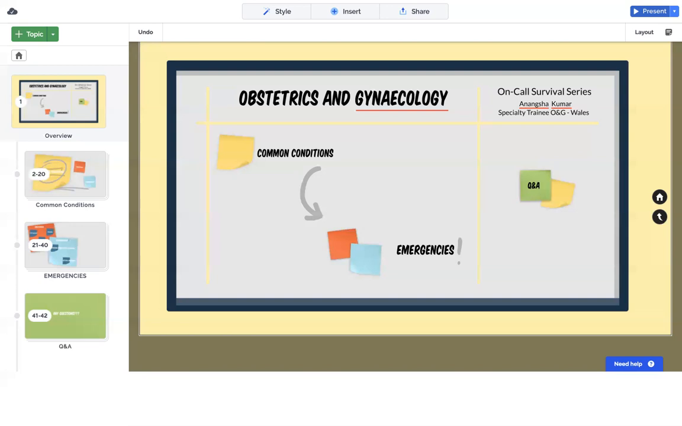So that was the common conditions of obstetrics. Sorry. Thank you very much. No worries. The gynae common conditions aren't much, so I think I'll cover them in the emergency bit as well a little bit. Okay. It'll just take 5 minutes.